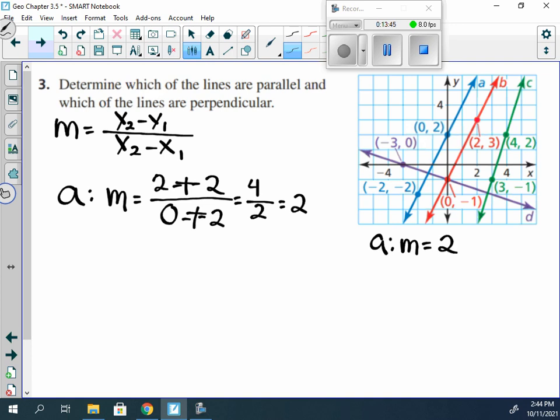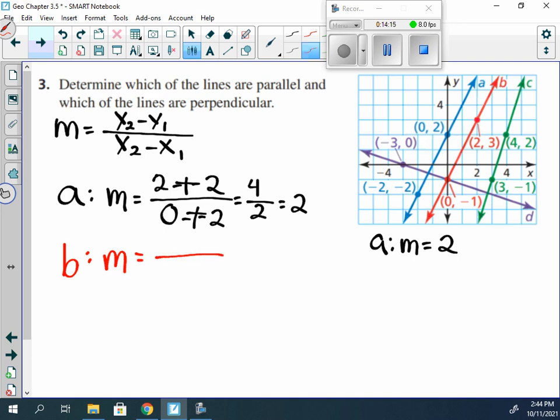What would the perpendicular slope for A be? Well, if we flip 2, 2 flipped would become 1 over 2, and it would be negative. So if any of the other lines have a slope of negative 1/2, they would be perpendicular. Now let's look at the slope of line B.